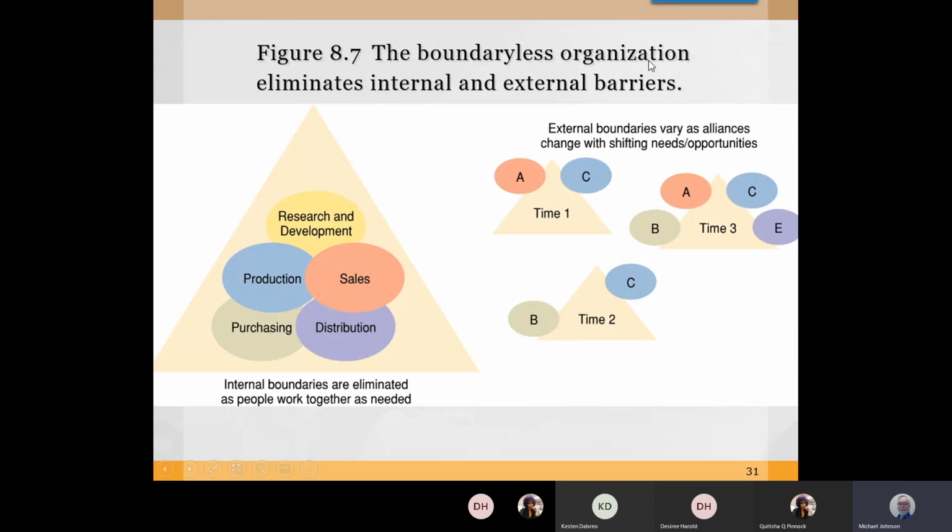So it also gives you boundaryless organizations. And here are some examples. Internal boundaries, the big pyramid, are eliminated as people work together as needed. And then, of course, we can release them when we don't need them. So maybe you have a special project and you need extra salespeople. Well, here we have time 1, time 2, time 3. External boundaries vary as alliances change.